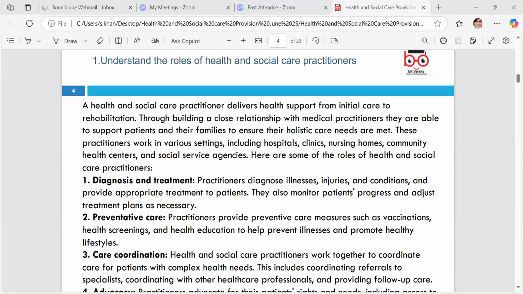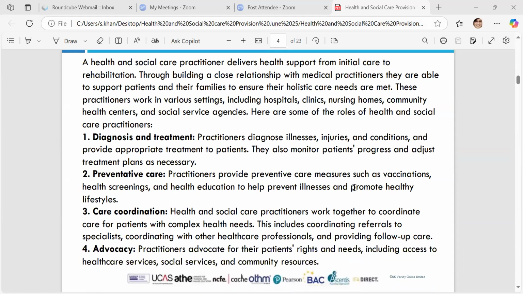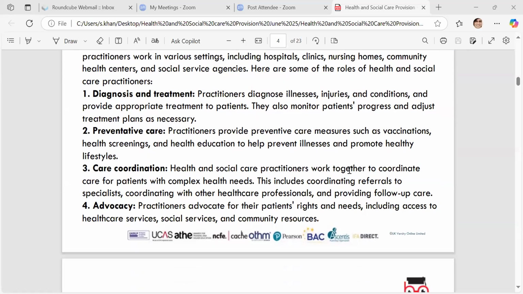They're there to support patients and promote well-being, and to make sure that anyone who requires any sort of care, they're there for them, working in different settings. Like we said, hospitals, care homes, anything. They are there to diagnose and treat the individual. And like we said, they are there to provide preventative care. What does preventative care mean?